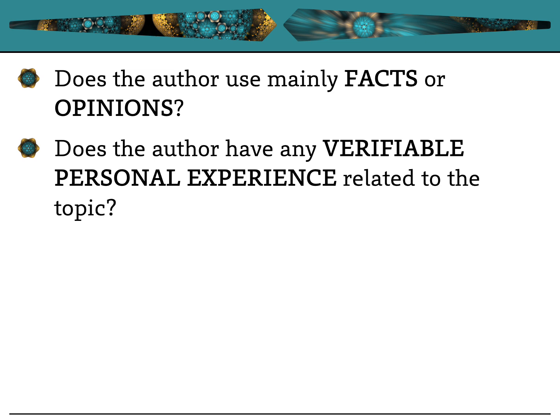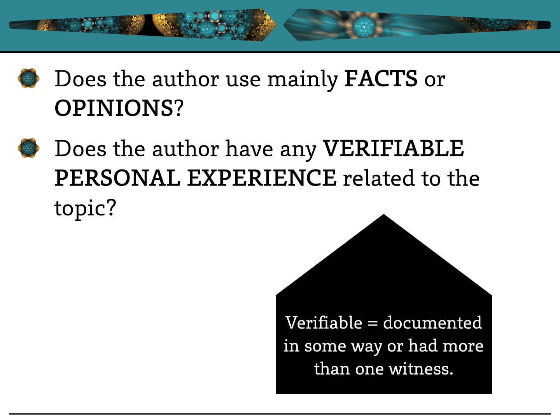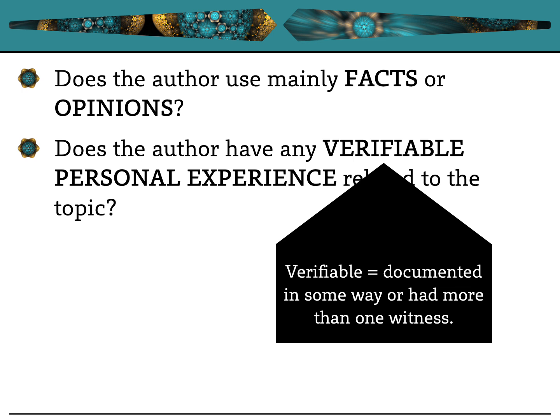Does the author have any verifiable personal experience related to the topic? Because this could be a form of evidence they could use. But why does this word verifiable matter? If a person is writing about their personal experience, it needs to be documented in some way. They have to be able to prove that it actually happened. So, they wrote about it at the time, it's caught on video, there were photos, there were other witnesses. As long as it's reasonable that there could have been further witnesses, you can probably assume it's verifiable personal experience.